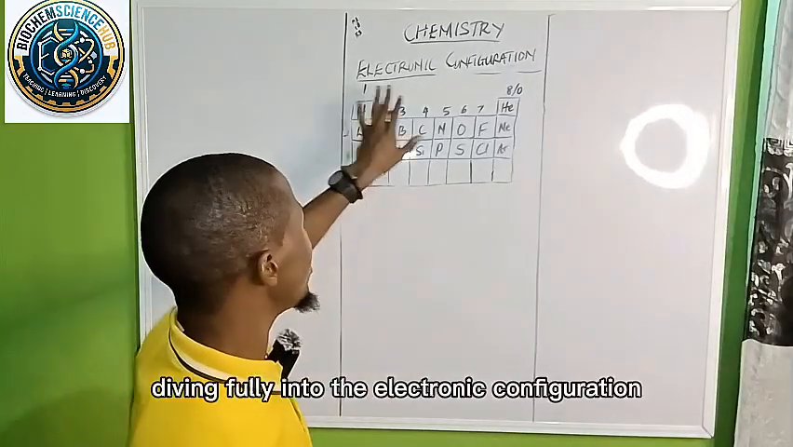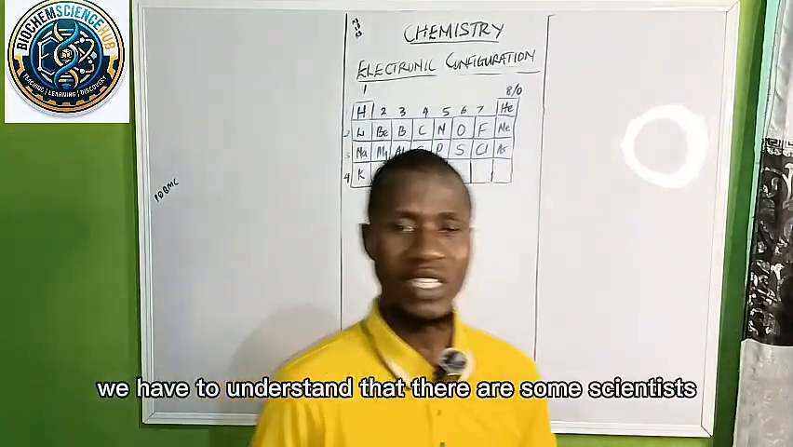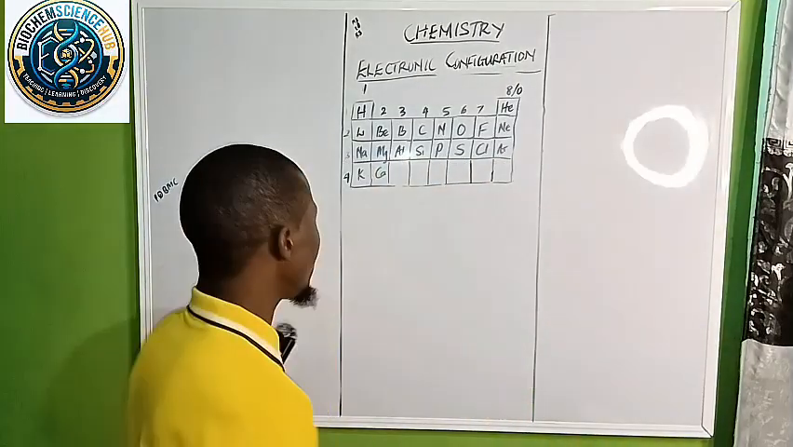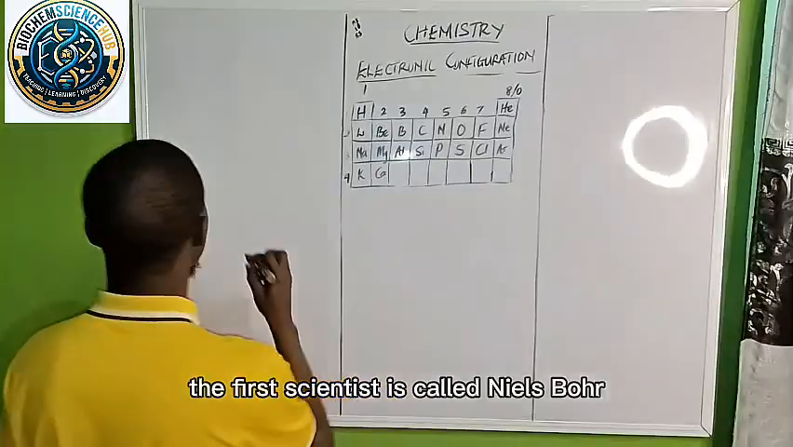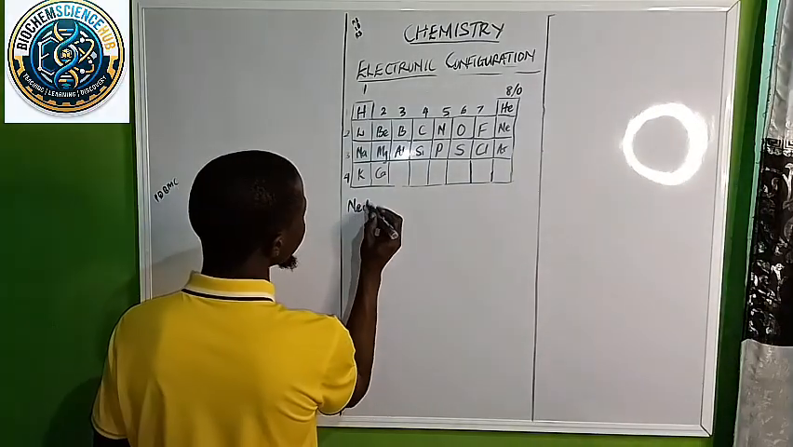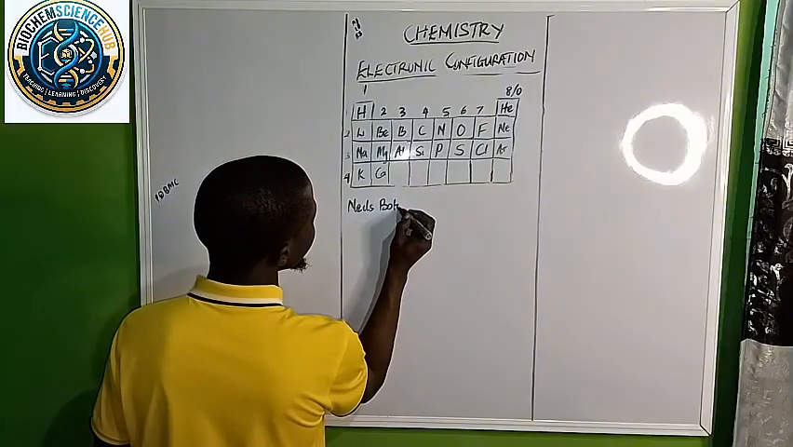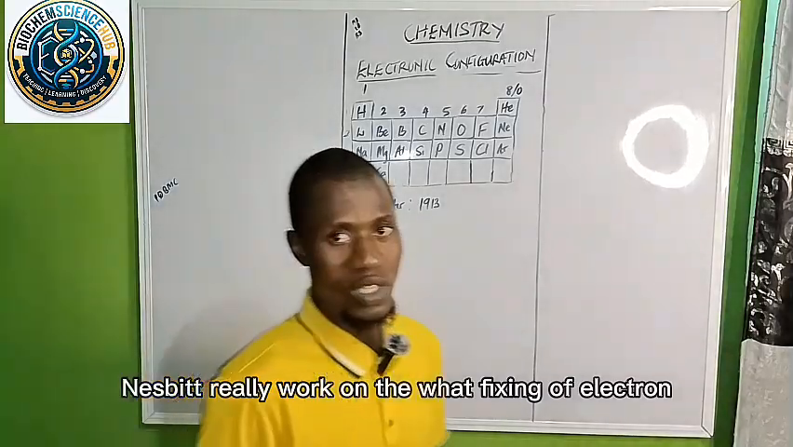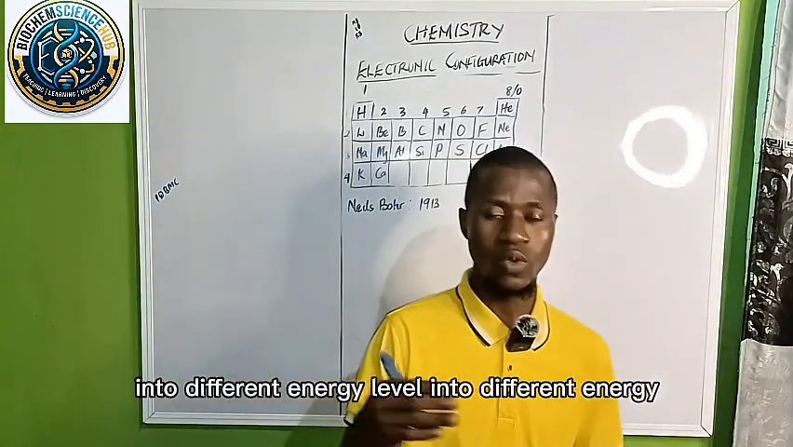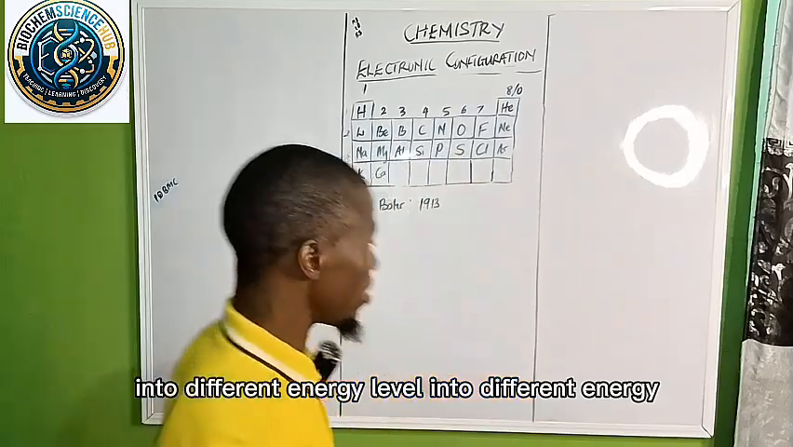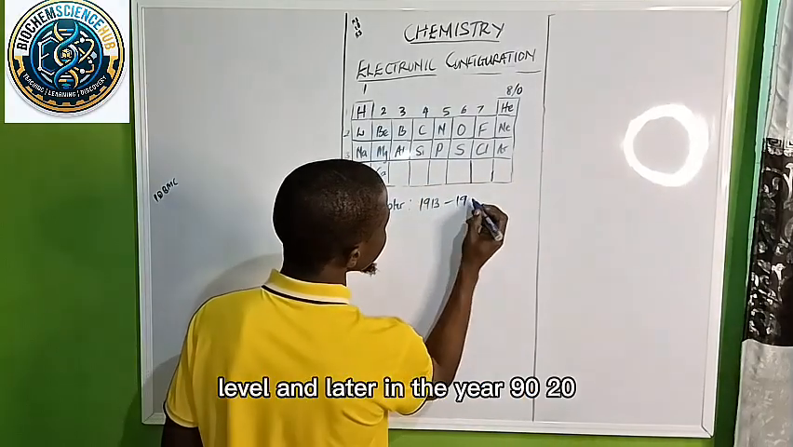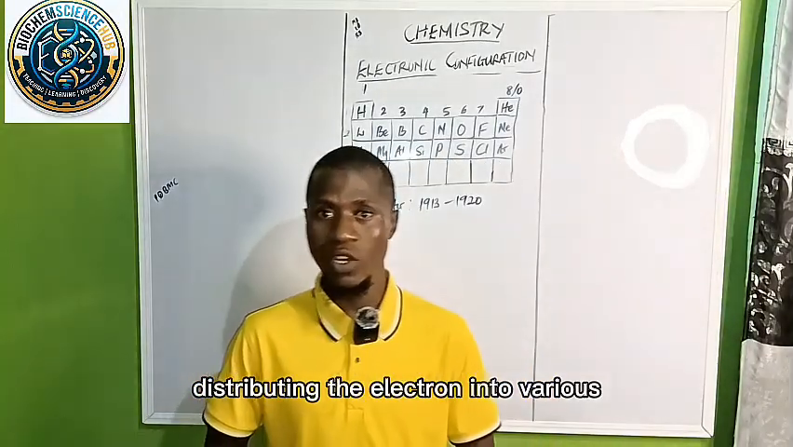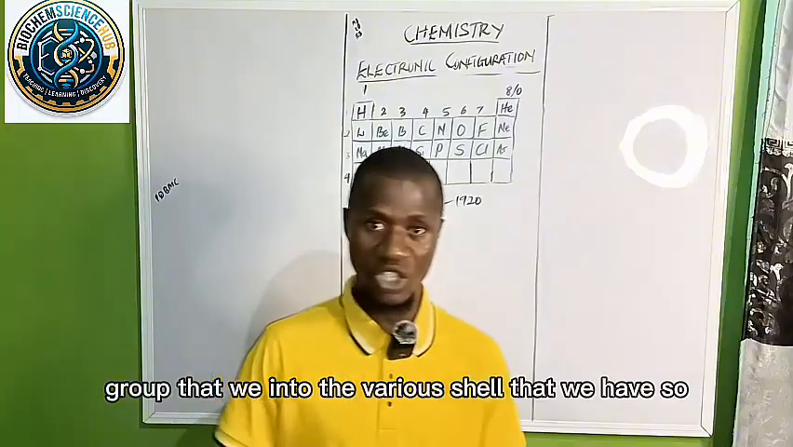So before diving fully into electronic configuration, we have to understand that there are some scientists that contributed their own quota to this topic before it became possible for every one of us to learn it today. The first scientist is called Niels Bohr. In year 1913, Niels Bohr worked on the fixing of electrons into different energy levels, and later in the year 1920, distributing the electrons into the various shells that we have.